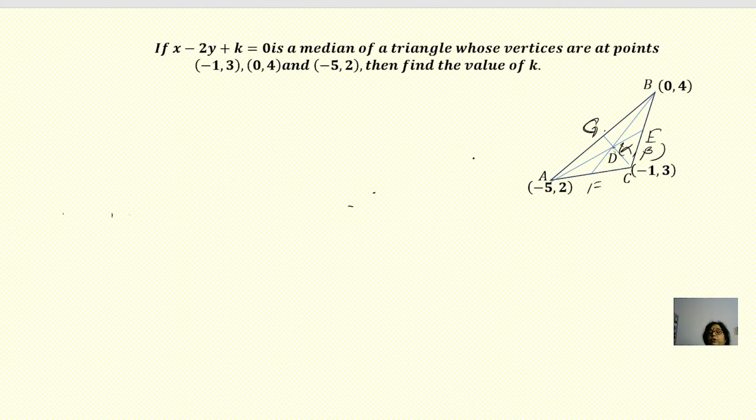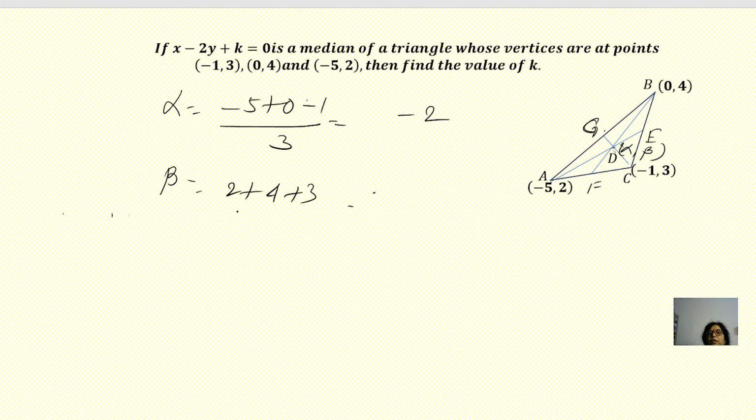So what we need to do over here is find the coordinates of the centroid. So alpha will be equal to, if we start from here, minus 5 plus 0 minus 1 by 3, that is equal to minus 2. And beta will be equal to 2 plus 4 plus 3 by 3, that is equal to 9 by 3, that is equal to 3. So the coordinates are minus 2, 3.